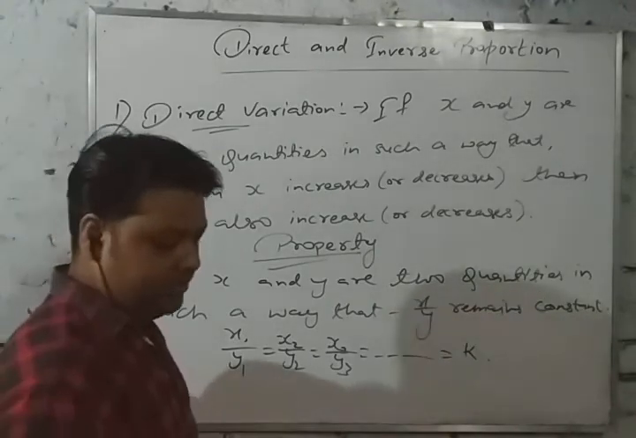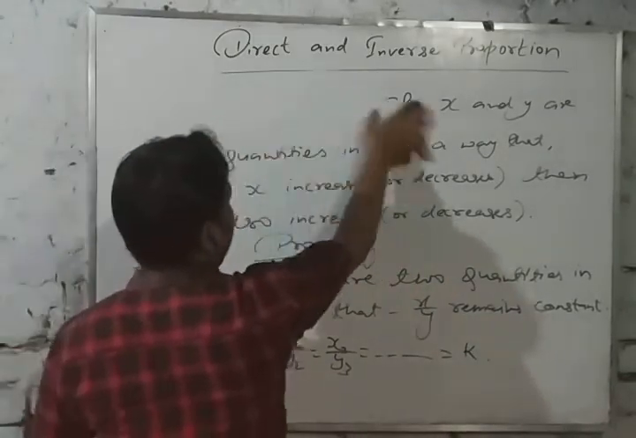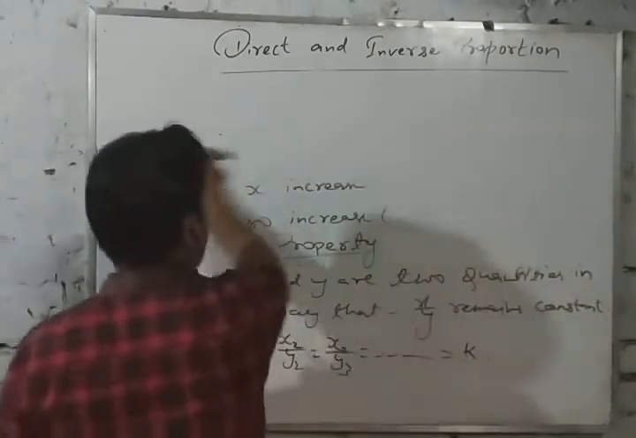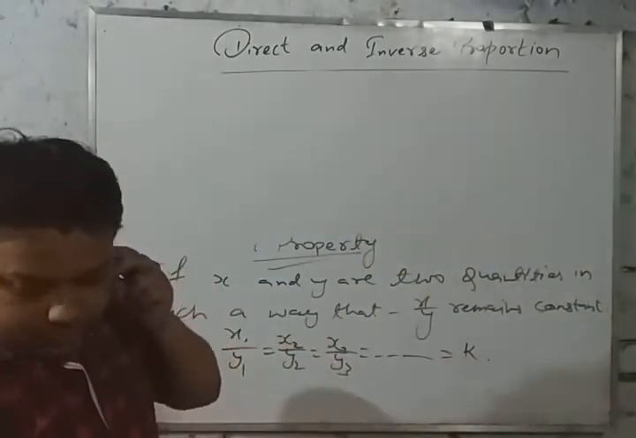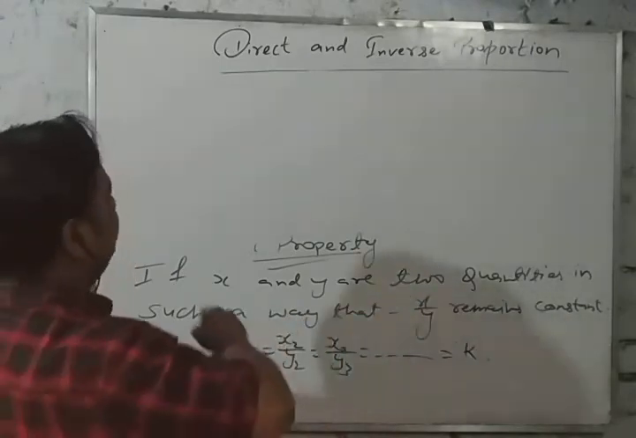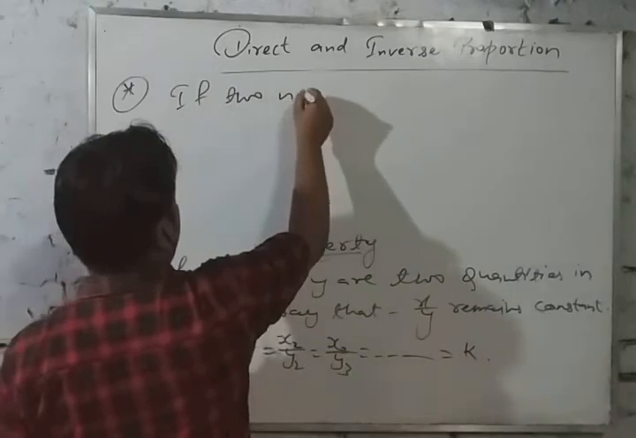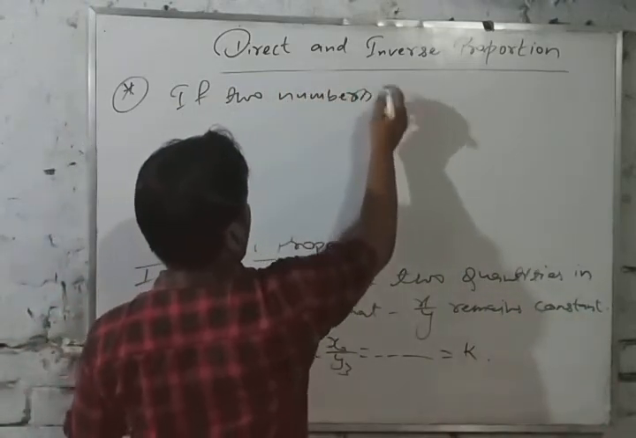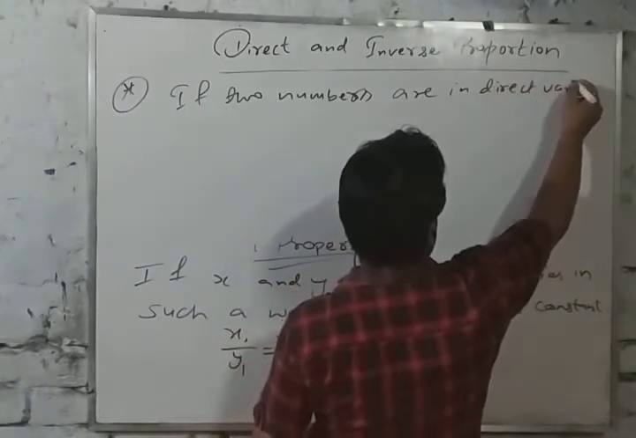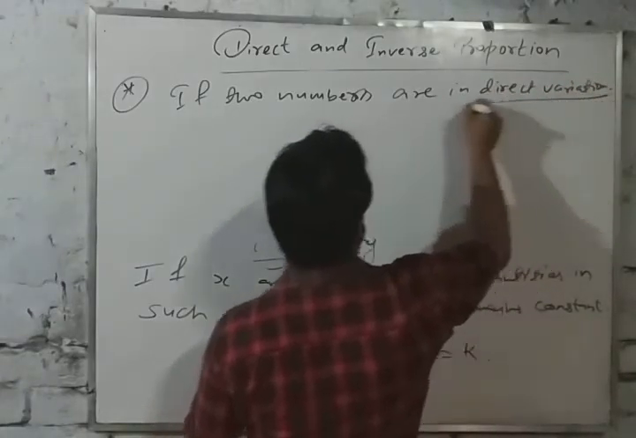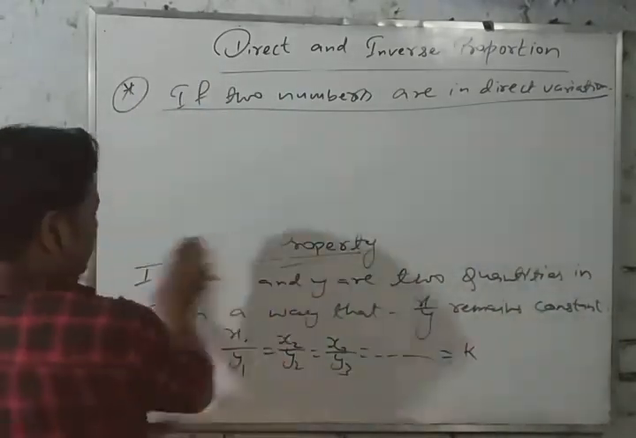Okay dear, so let's see the question. The first point: if two numbers are in direct variation, then what will we do? Let's see.